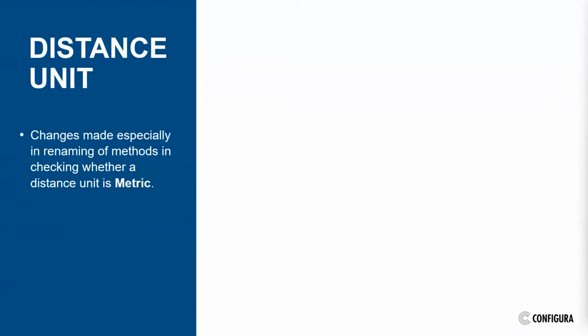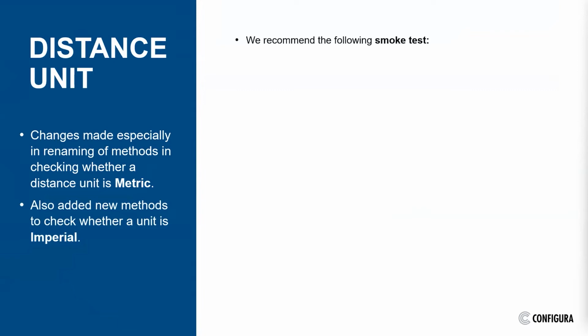The next change is regarding distance unit. Developers have made changes, especially in renaming some of the methods for checking whether a distance unit is metric, and also added new methods to check whether a unit is imperial. This is to ensure a more accurate representation of the units in CET. With these changes, we recommend the following smoke tests.